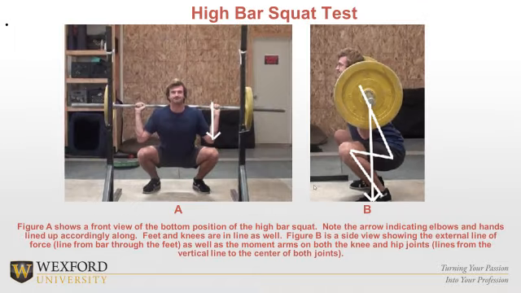Now from a front view, we're looking at the bottom position of the high bar. Once again, notice the elbows or hands are lined up accordingly. Feet are flat. Side B shows the same one we just showed before. Now look at the positions.